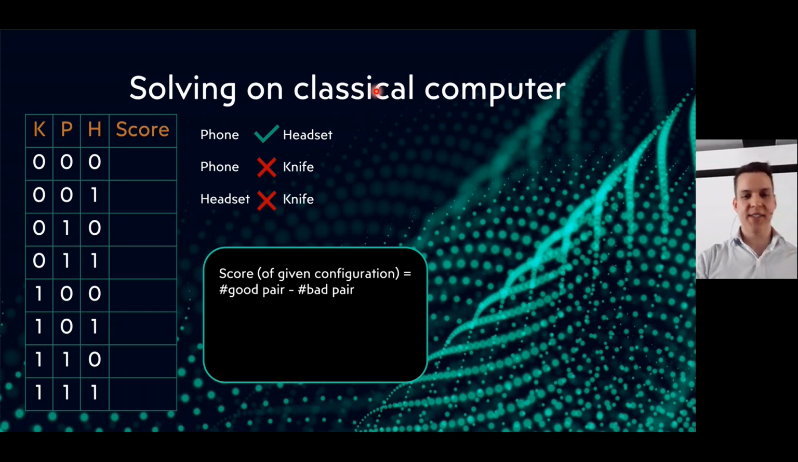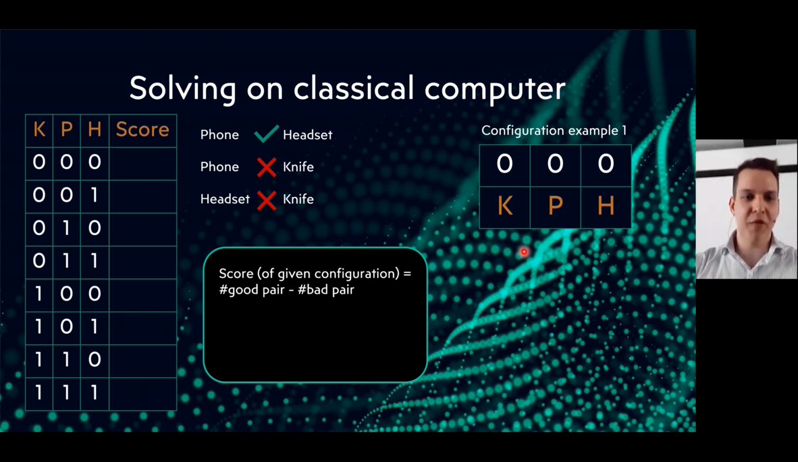How we do a score is we have a given configuration, and we have a good pair. We know the phone and the headset is always good in one bag, and we know the rest is bad. So we have a good pair and a bad pair. Let's make an example. For the first row, the configuration is: the knife, phone, and the headset are all in bag 0. So then we know, okay, the good pair is the phone and the headset in bag 0.